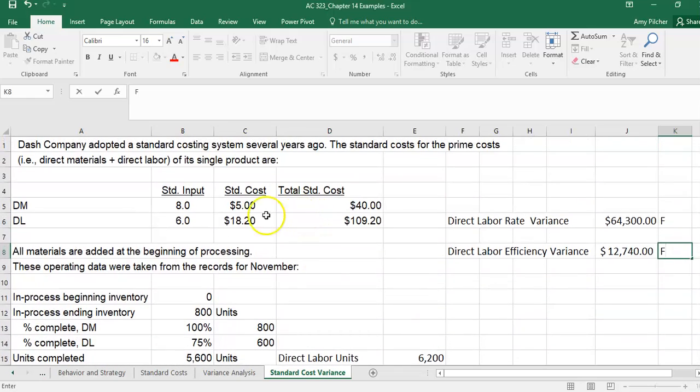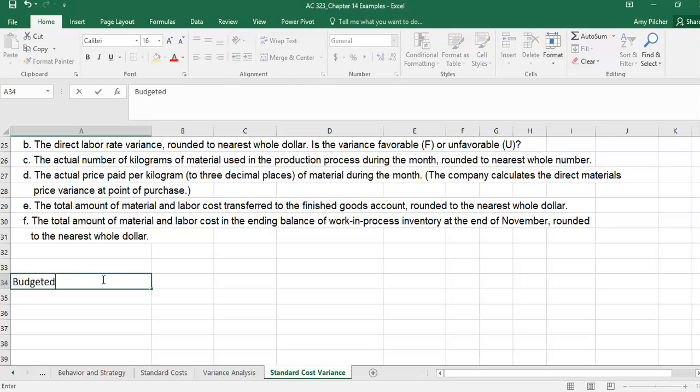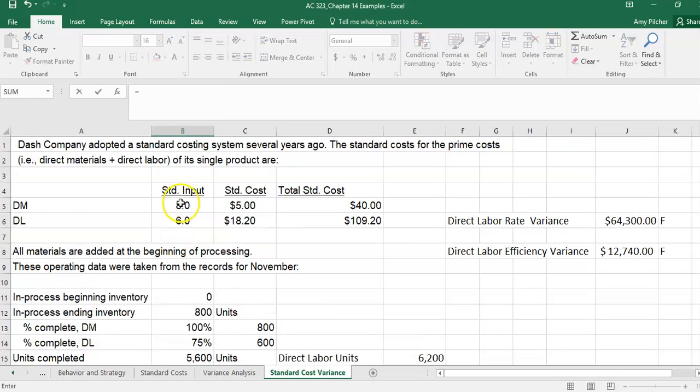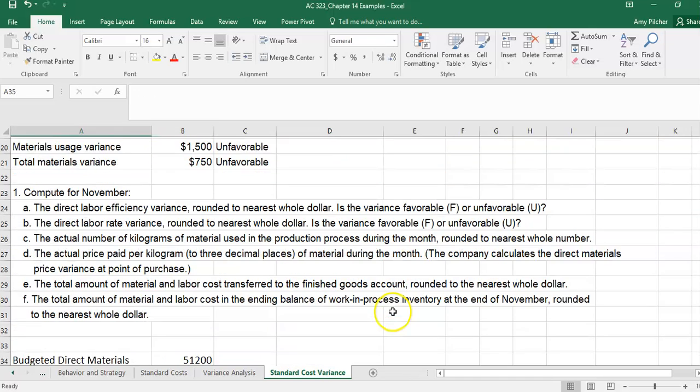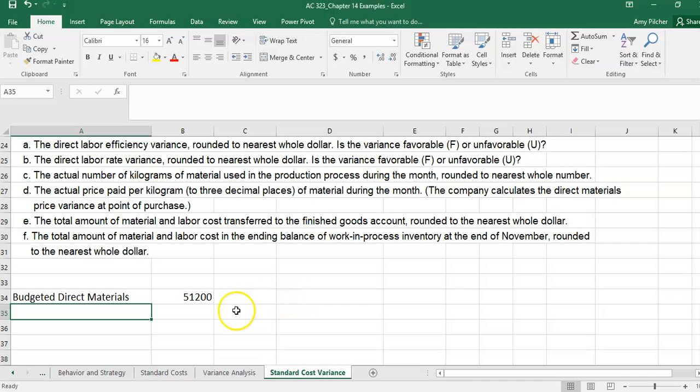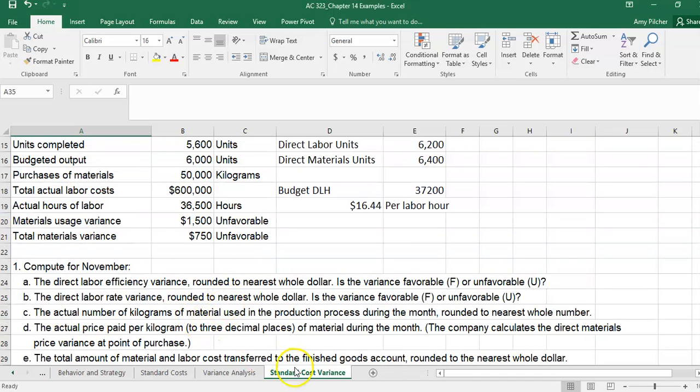So we have our standard input is 8 per unit. So for direct materials, our budgeted direct materials are our standard of 8 per unit times the number of units for direct materials, 6,400. So our budgeted direct materials was 51,200. We know that we have an unfavorable usage variance. So we used more than we budgeted, but we aren't given any information other than that materials usage variance about how much we were over. So we want to know how many kilograms of material we actually used.